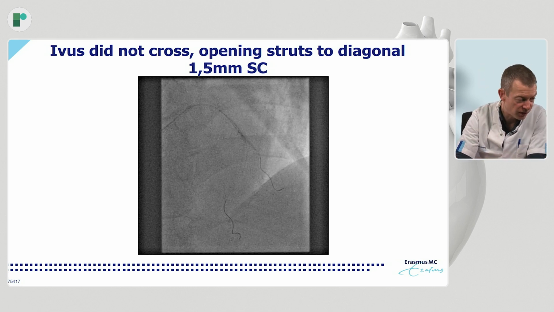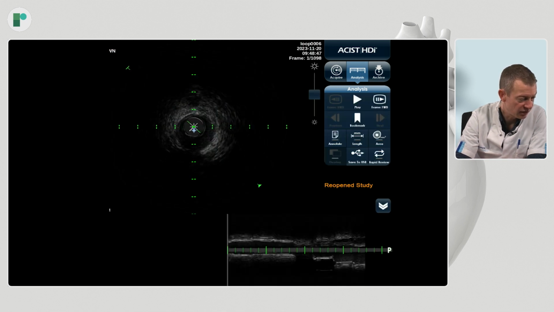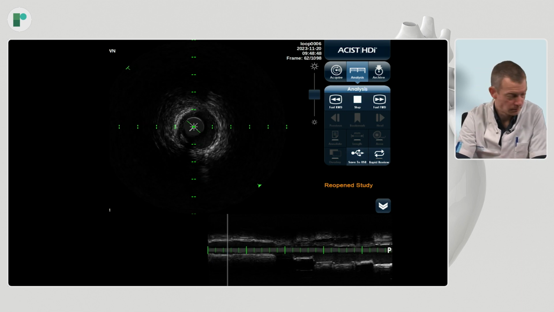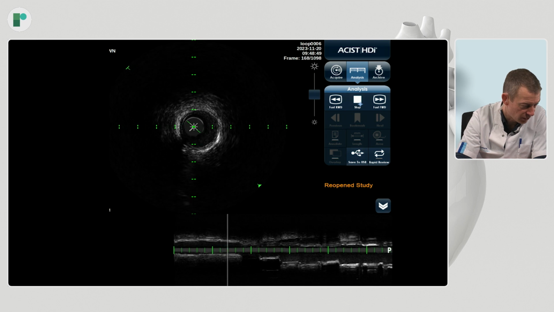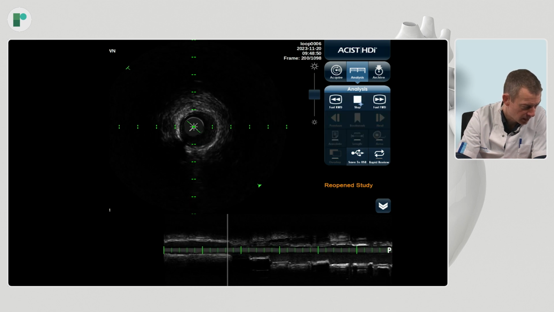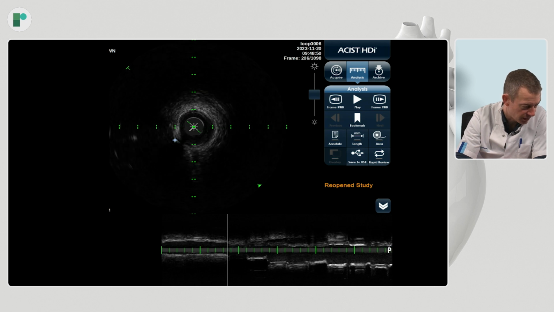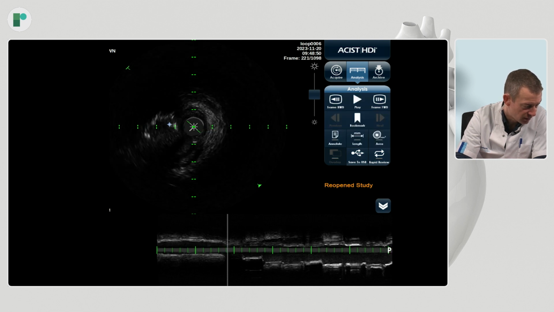So if we go back to the final pullback we did in this case, you recognize the diagonal, small branch, no plaque here, no dissections. In the distal part, I'll hit play. So we're still in the diagonal, completely healthy. Play, play, play. And what do we see here? So here we see the LAD coming in. No struts, no struts. What we see here is the LAD.